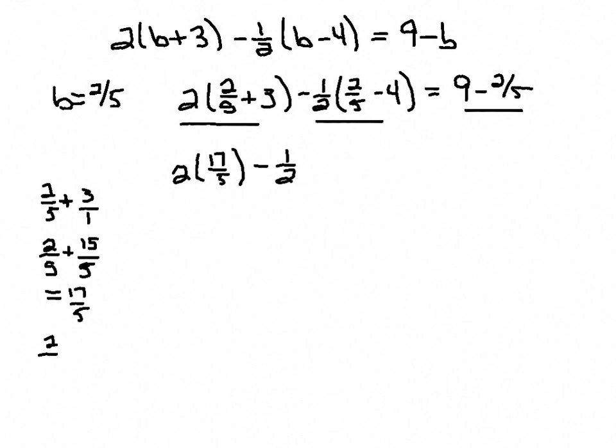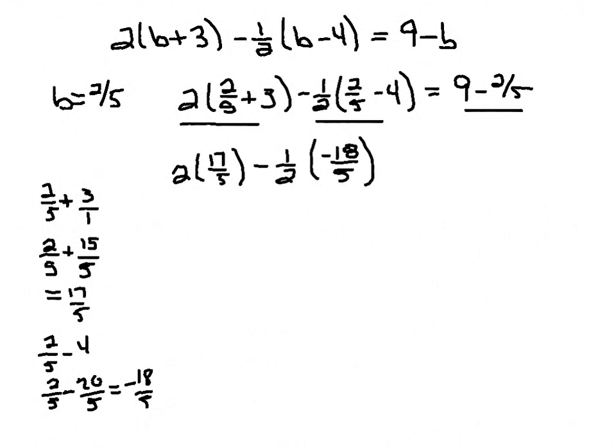I also have 2/5 minus 4, which is the same as 2/5 minus 20/5, which is equal to a negative 18/5. So I have negative 1/2 times a negative 18/5, and that's equivalent to 9 minus 2/5. 9 minus 2/5, finding the common denominator of 5, is the same as 45/5 minus 2/5, which is equal to 43/5.